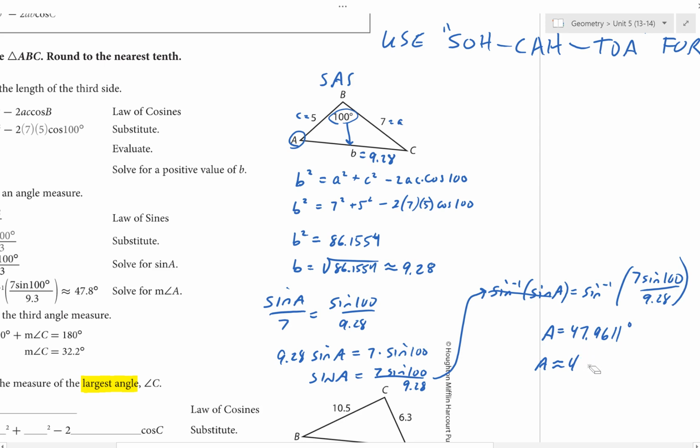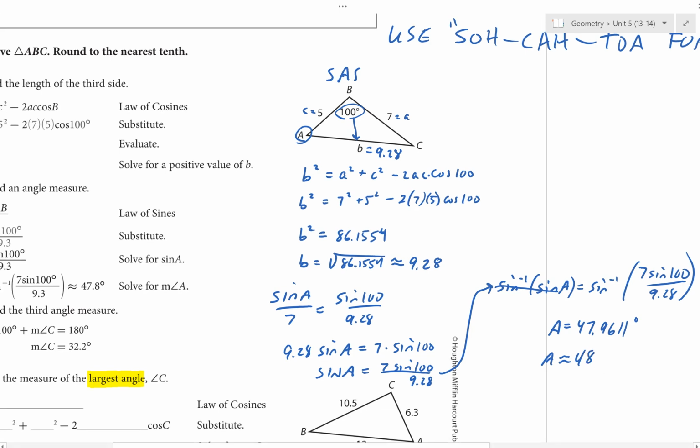Or to the nearest tenth, let's say that would be 47. Well, actually, it would still be 48.0 if we round to the tenths place. And if that's 48 degrees, then we can subtract from 180 to get angle C. So 180 minus 100 minus 48 is about 32 degrees.